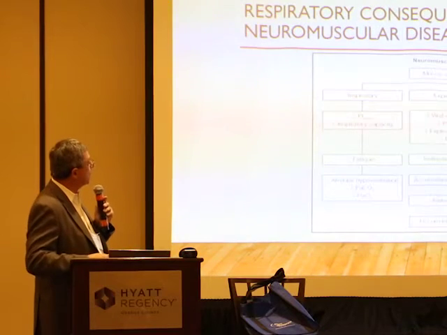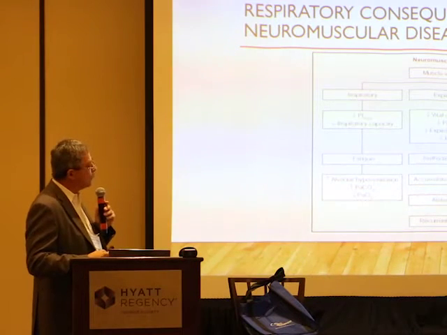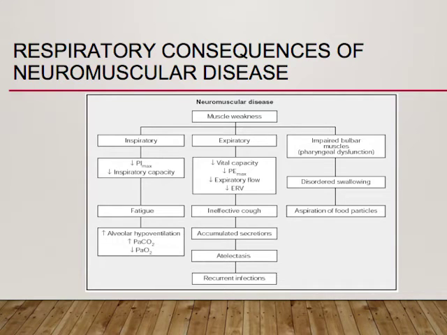So I think this is a generic slide looking at neuromuscular disease in general. So this muscle weakness begins, and you start to see its effect on the left side, inspiratory function.